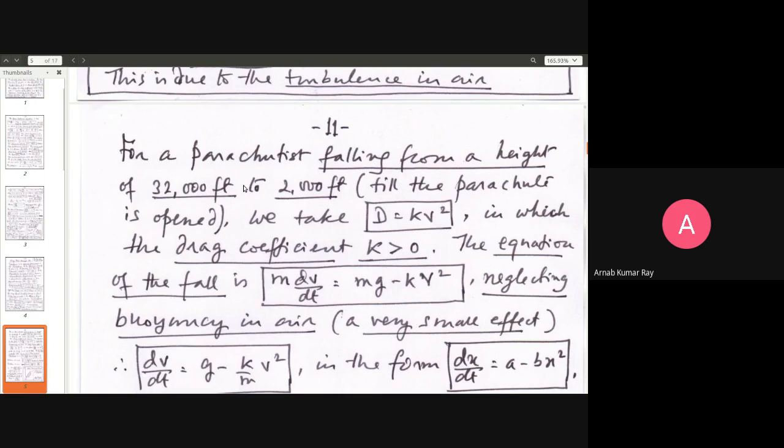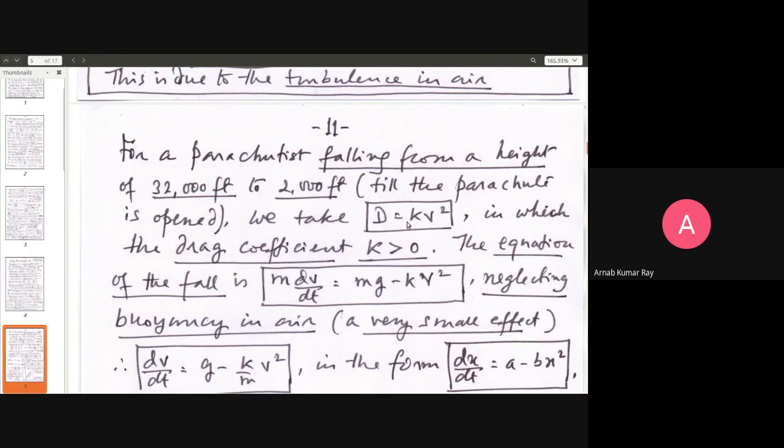So if you're a parachutist, you'd first jump from that great height from an aeroplane, fall freely to a height of about 2,000 feet close to the ground, and then you open the parachute. So what is the dynamics, the force balance equation, from this height of 32,000 feet to 2,000 feet?